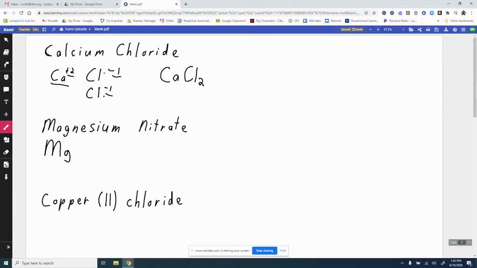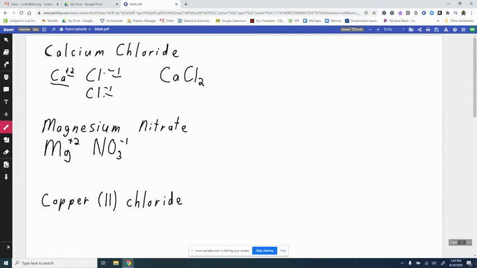So you would look up nitrate on your polyatomic ion chart, and you would find out that it is NO3 -1. Okay. Now, going back to the Mg, we need to figure out the charge of the Mg. Mg is in the second column of the periodic table, which means it has 2 valence electrons, which means it is going to lose those electrons and get a charge of +2.